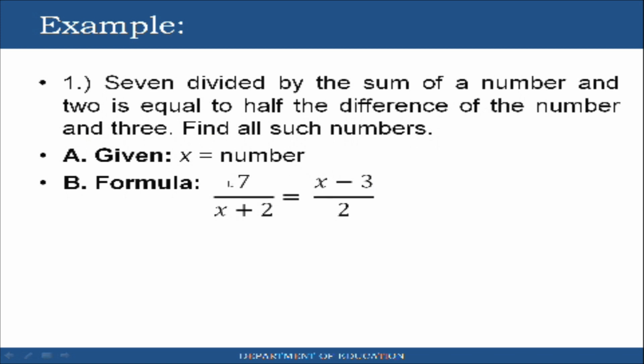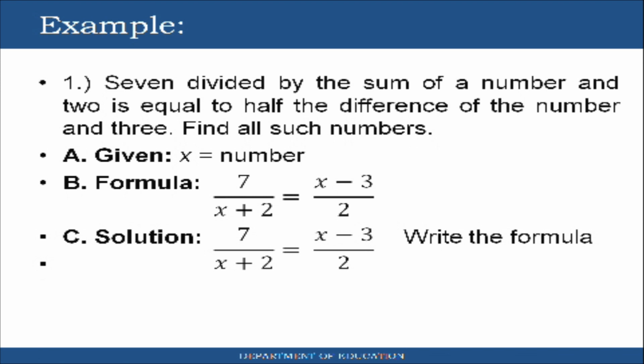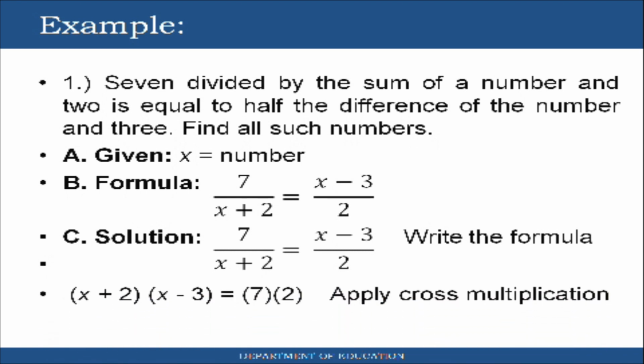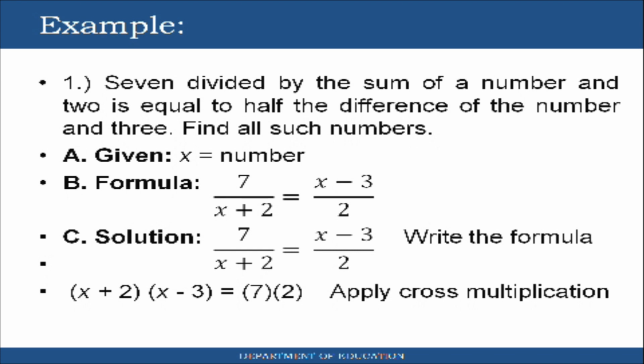Again, 7 divided by, so 7 over, the sum of a number x and 2, so plus 2, is equal to half, so 1 over 2. The difference, minus, of the number, so x minus 3. This will be our formula in getting the variable x. So, solution first. Write the formula: 7 over x plus 2 is equal to x minus 3 over 2. And then we will apply cross multiplication.